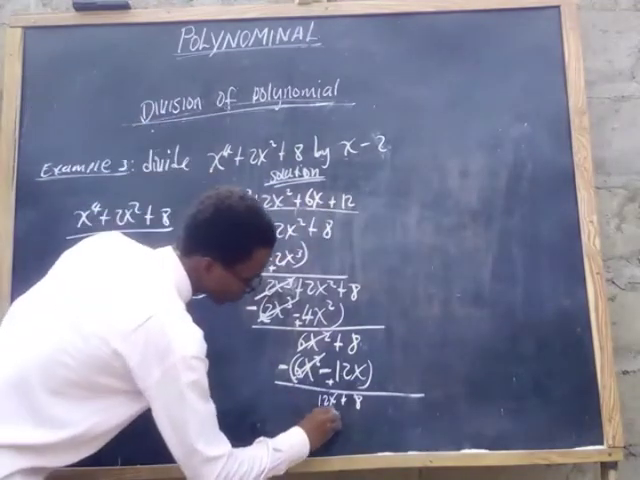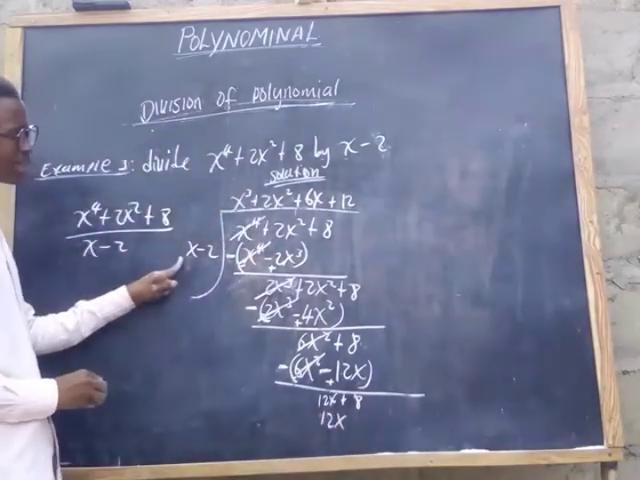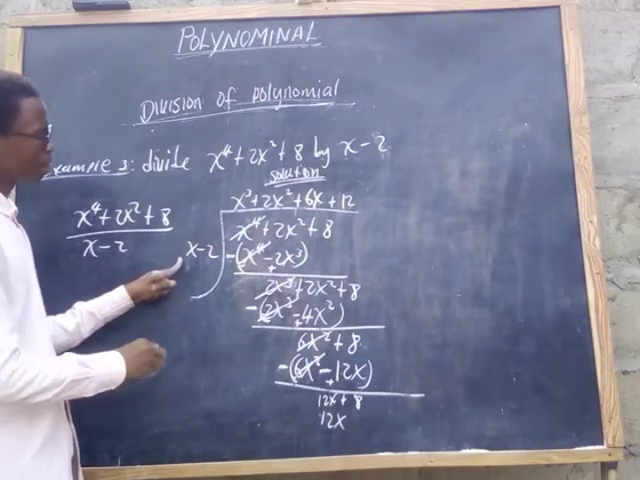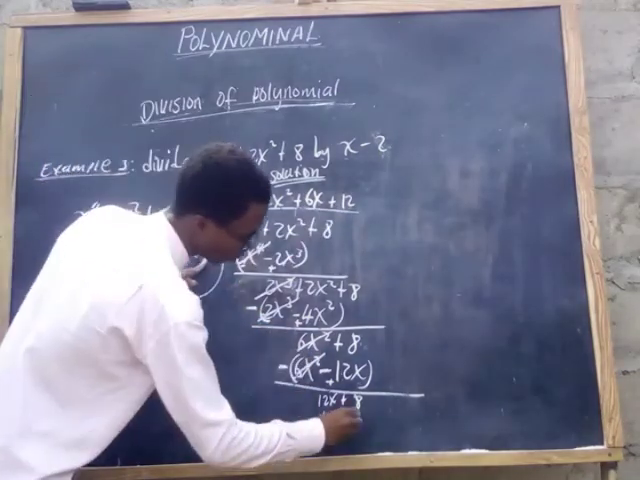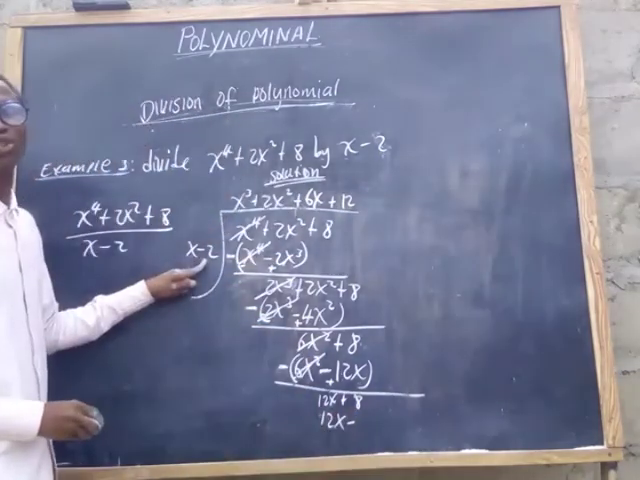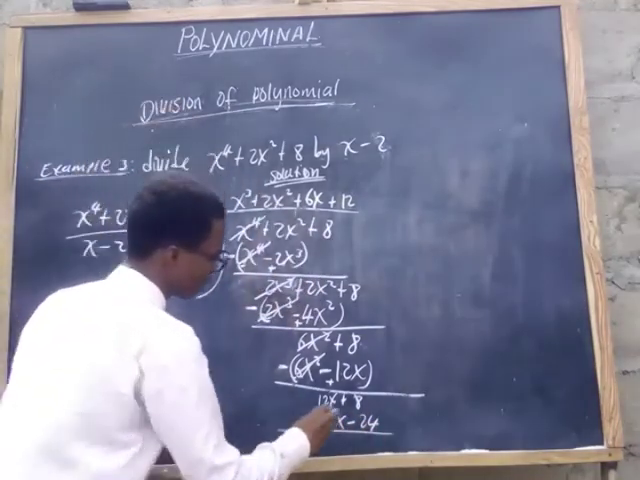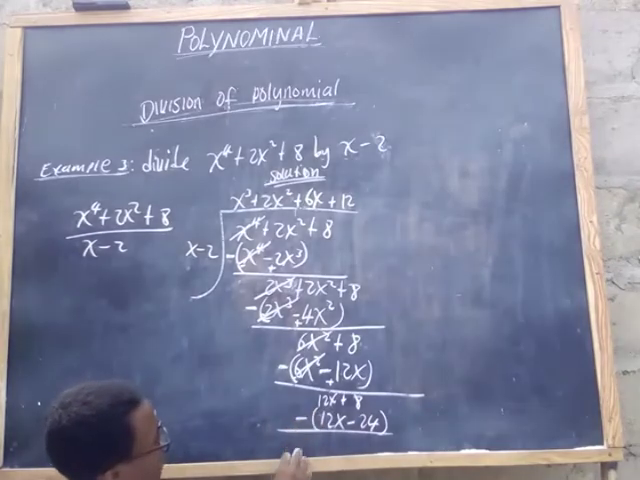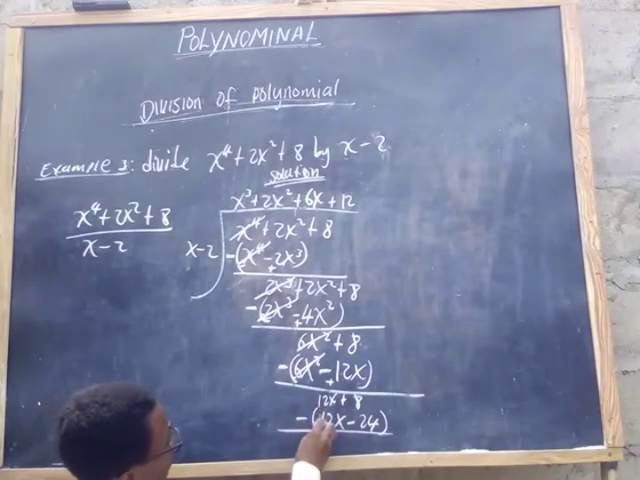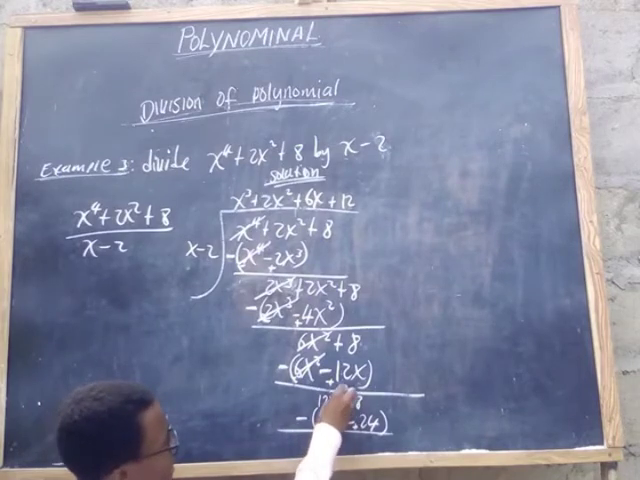12 times x equals what? 12x. Right? Now what's next? 12 times minus 2 is equal to what? Minus 24. You put your sign and introduce. So minus times plus is minus. Minus times minus is plus. So 12x minus 12x is 0.